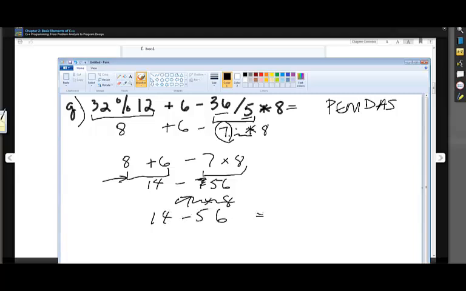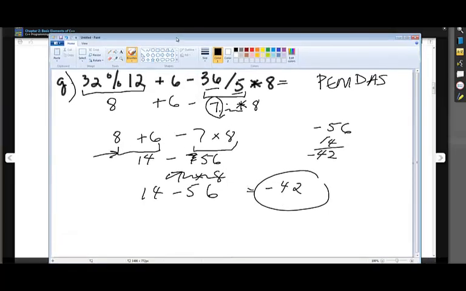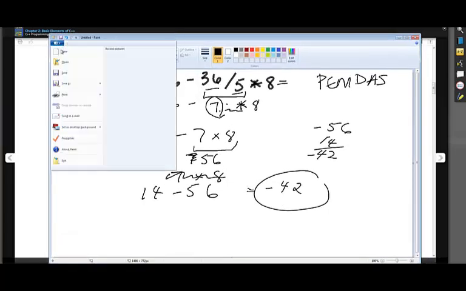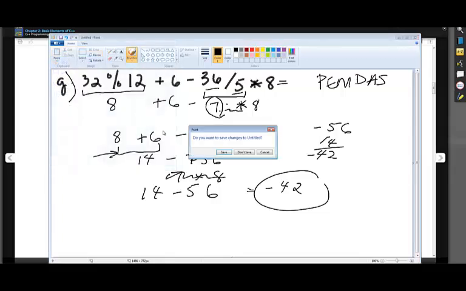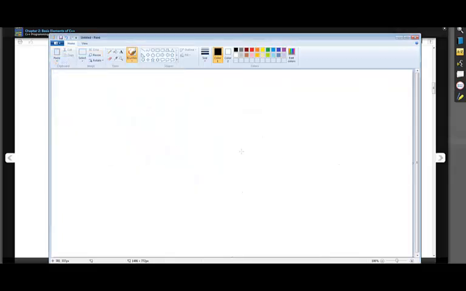That will give you, let's see here, 56 minus 14 is 42, negative. So that will be negative 42 as the answer. Okay, so that is the answer for G. Let me move this up here and continue to the next one for you. So I'm going to clear this. The next one is letter H.